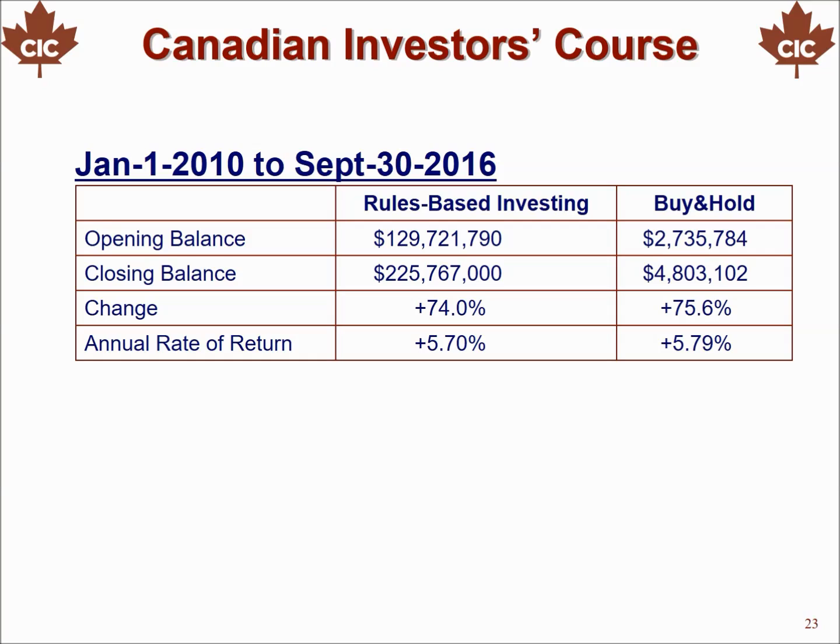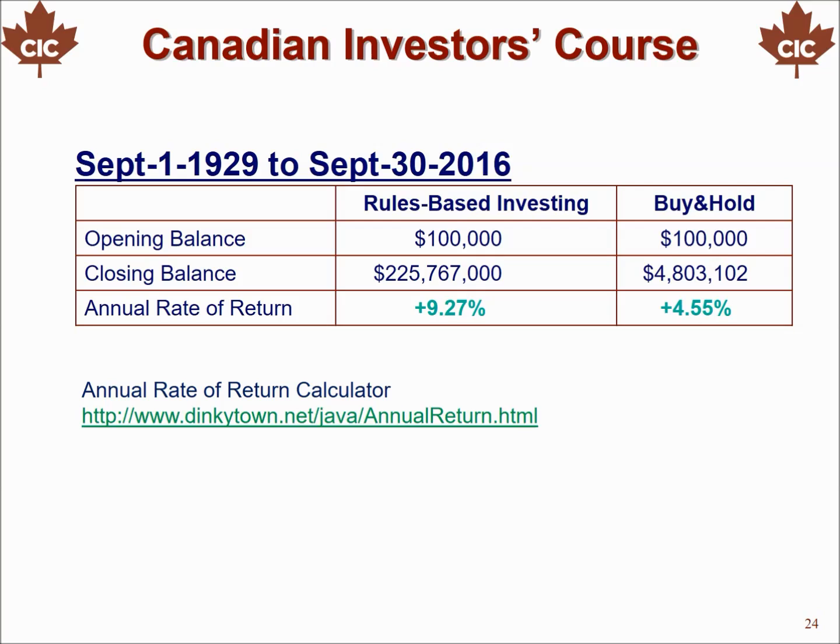Well, the reason you bother is because over a super long period of time, from 1929 to 2016, which is not quite 100 years, but getting on for it, the $100,000 became $225 million, whereas the $100,000 became $4.8 million with buy and hold. The annual rate of return for the rules-based investor was 9.27%. The annual rate of return for buy and hold was 4.55%. But look at the difference.